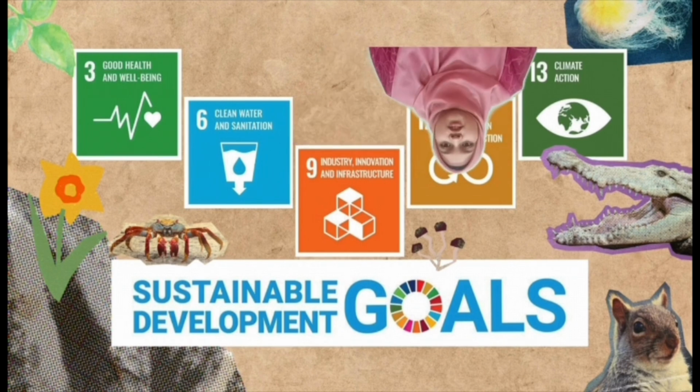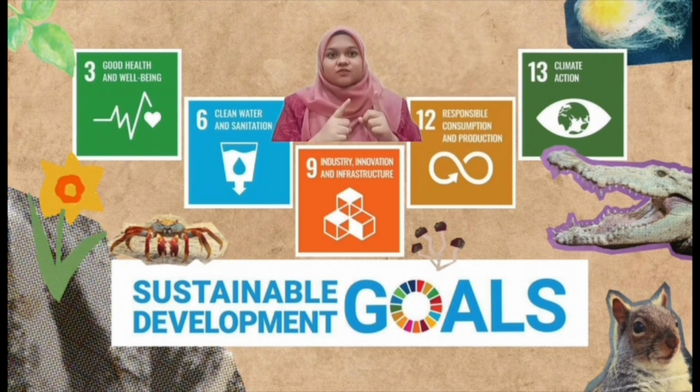pollution. Okay, SDG 9, Industry, Innovation and Infrastructure. This goal focuses on building resilient infrastructure, promoting inclusive and sustainable industrialization, and fostering innovation. This project encourages innovation in the textile industry by introducing sustainable printing techniques and materials. By aligning with this SDG, this research not only addresses environmental and health concerns, but also contributes to broader global efforts to achieve sustainable development.